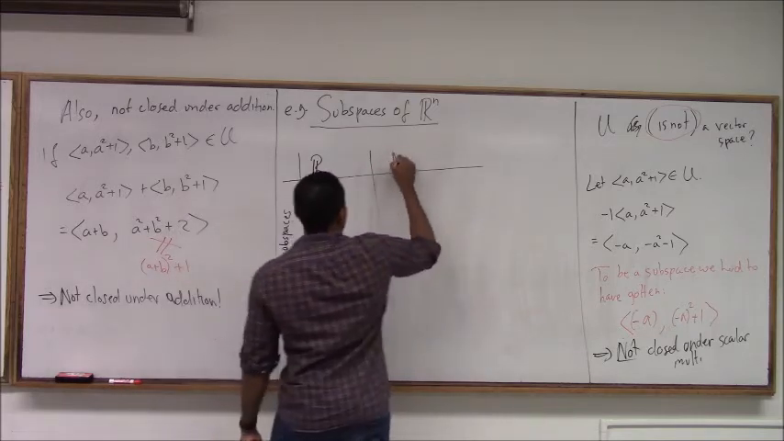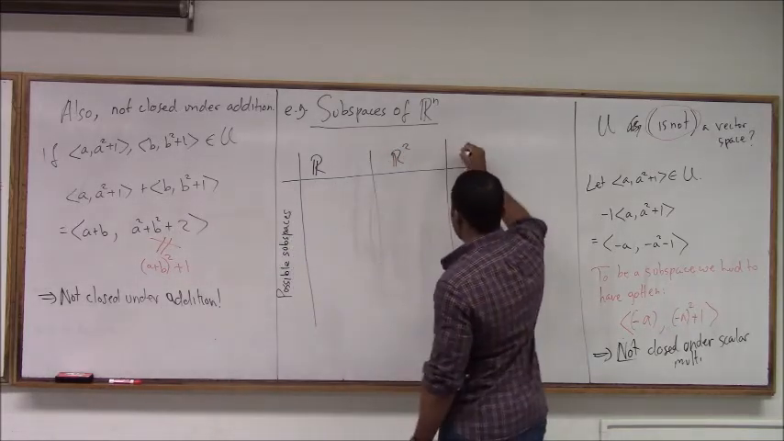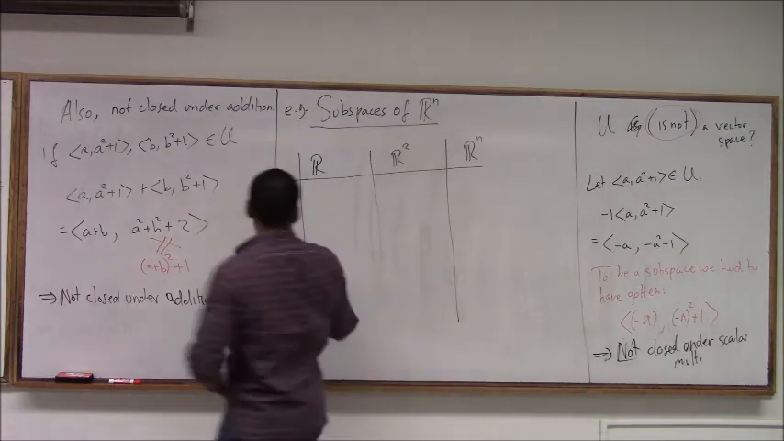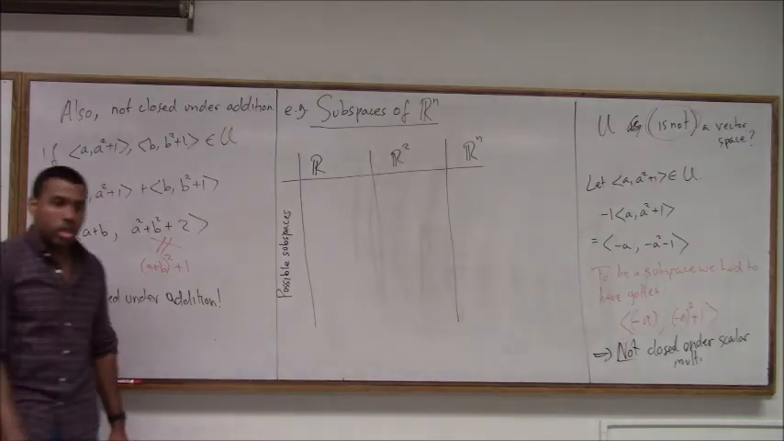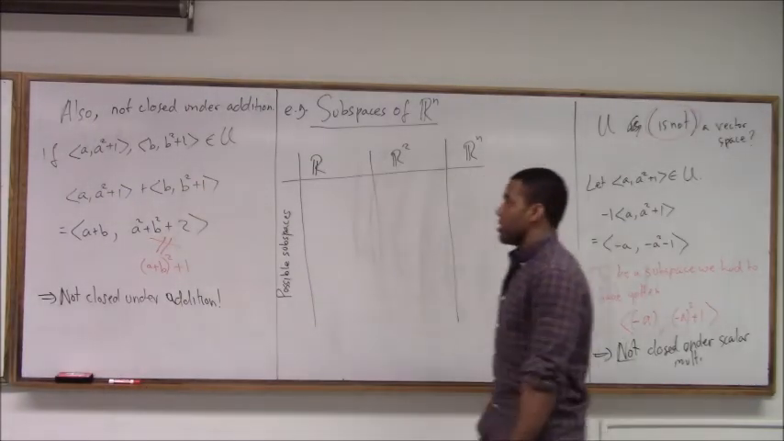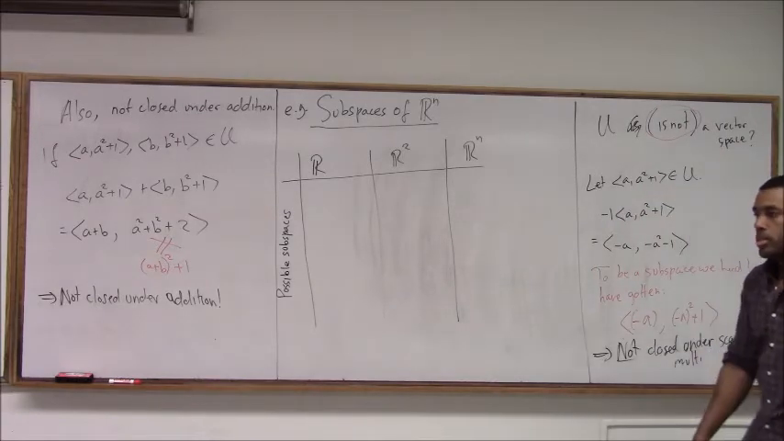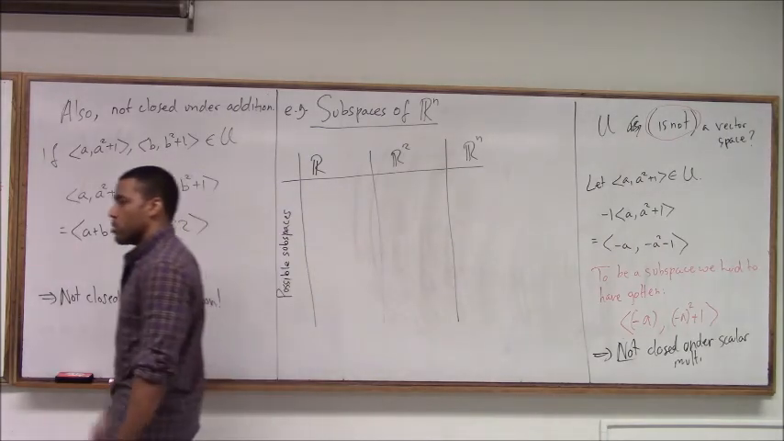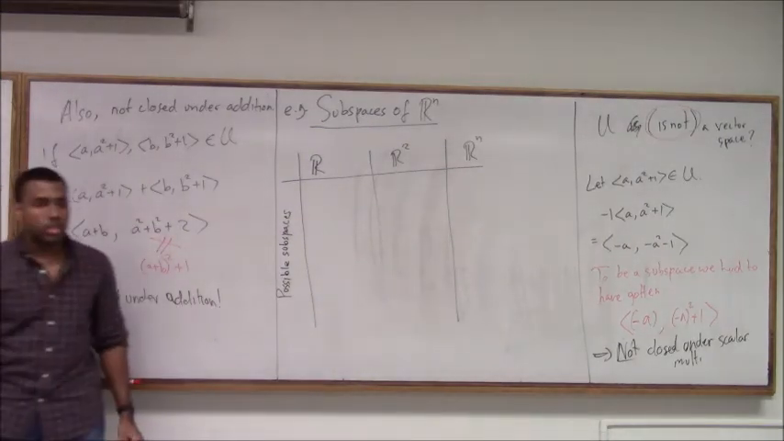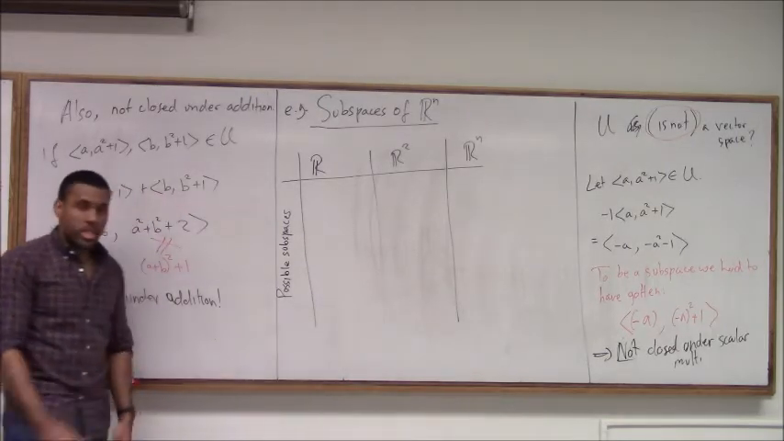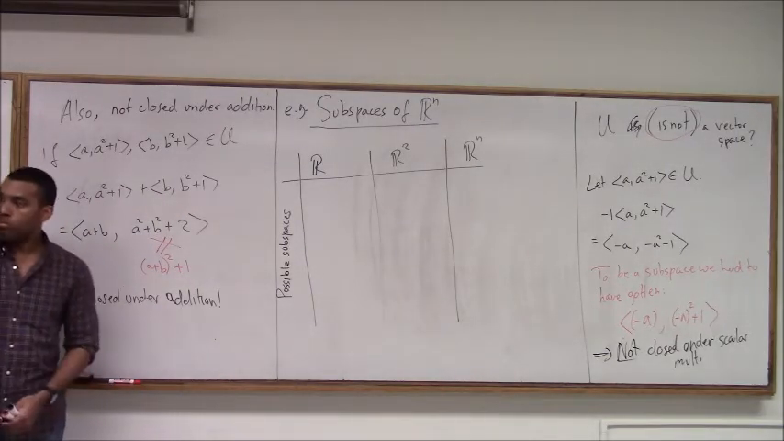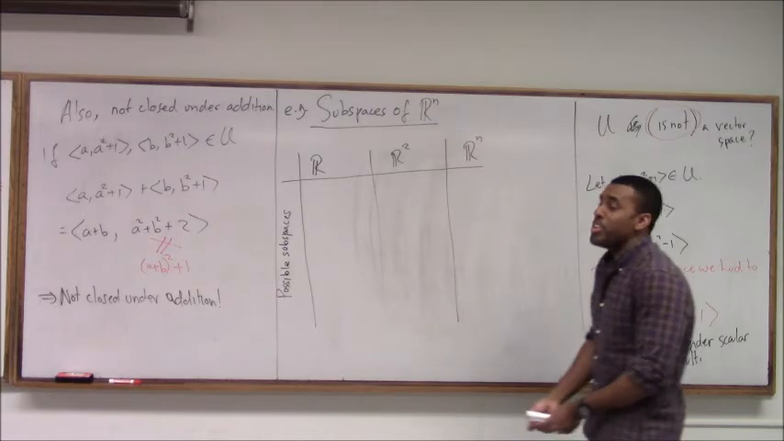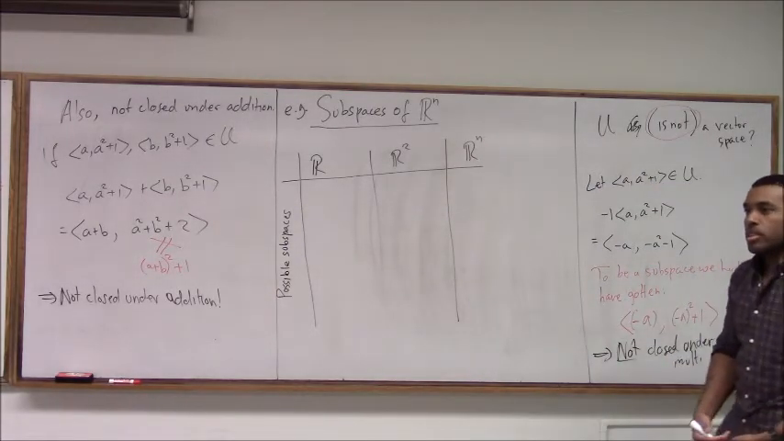So R versus R2 versus, let's look at Rn. What are possible subspaces of R? Let's say I took all the real numbers over the real numbers. I think of them as a vector space with all the real number properties. I know the real numbers form a vector space, but let's look at the possible subspaces of real numbers. What subset of real numbers will form a vector space? Any suggestion would be helpful. We can talk about it.